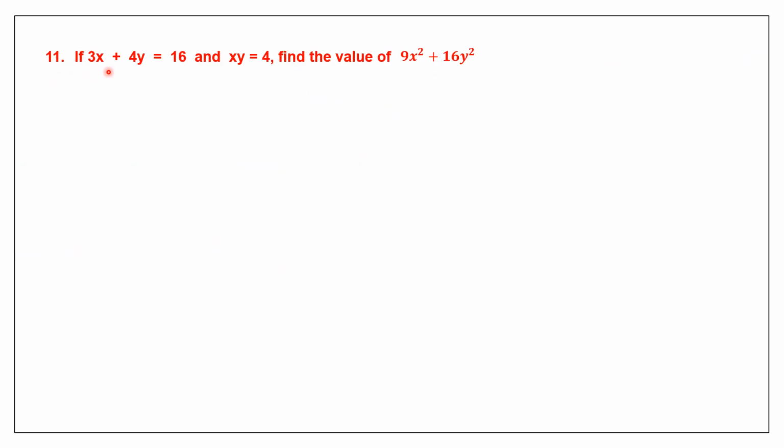Question 11. If 3x plus 4y is equal to 16 and xy is equal to 4, find the value of 9x square plus 16y square. Now, you'll have to read your question and see if you can apply one of the identities.